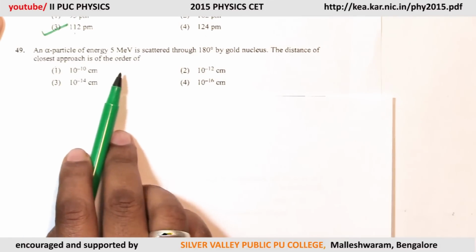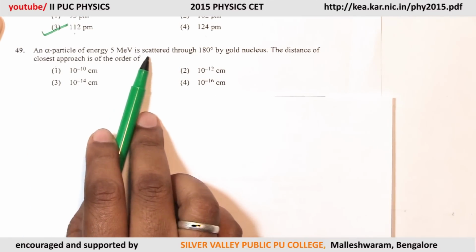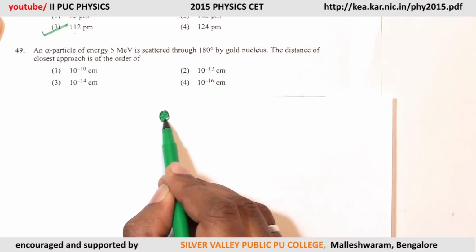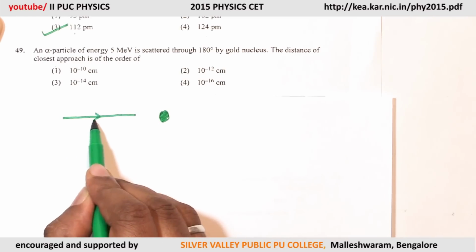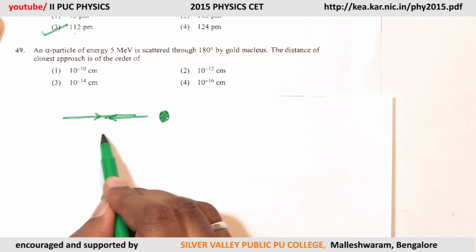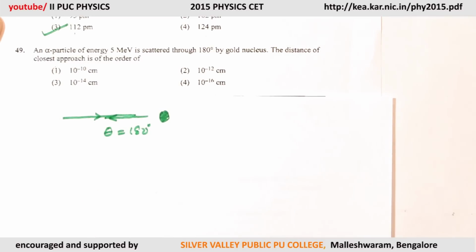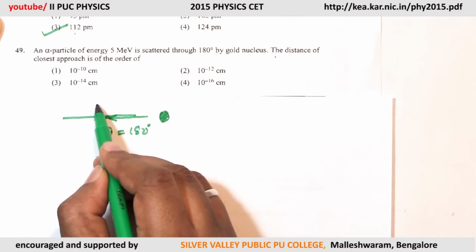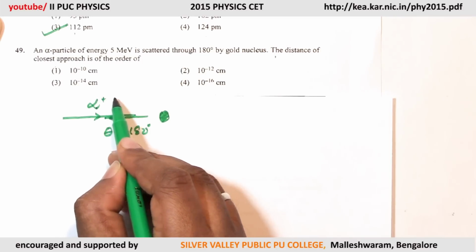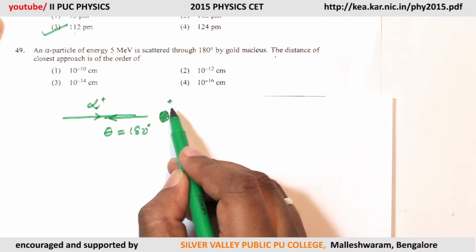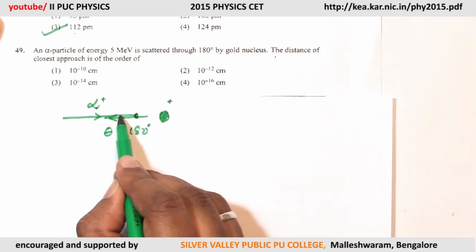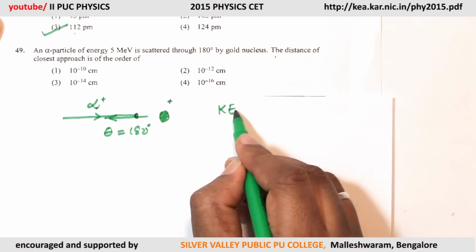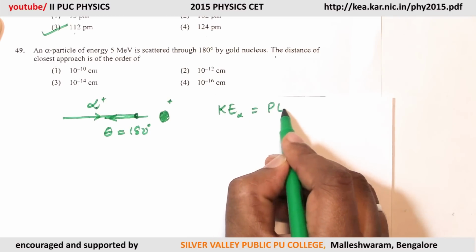An alpha particle of energy 5 MeV is scattered through 180 degree by a gold nucleus. Scattered 180 degree means if this is gold nucleus, this is alpha, it retraces the path. Here theta equal to 180 degree. The distance of closest approach. Distance of closest approach means alpha particle is a charged particle. Gold nucleus is also charged. If alpha can come up to this and return, it means there is potential energy. So kinetic energy of the alpha particle should be equal to electrostatic potential energy.